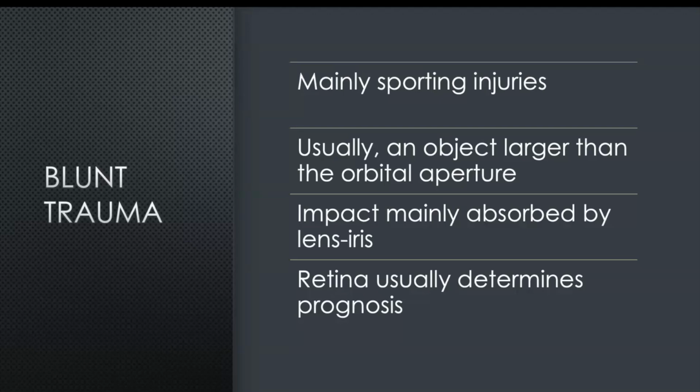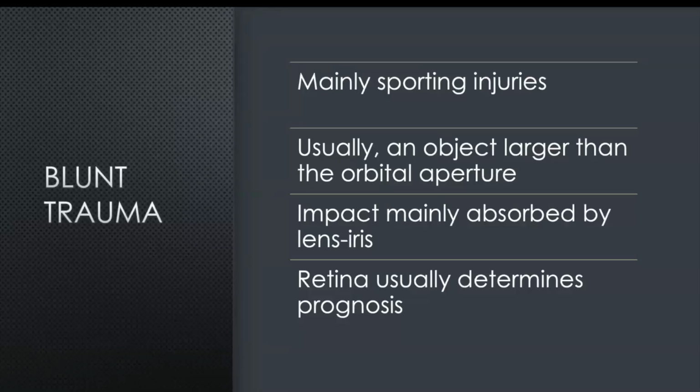That tends to be where most of the energy is absorbed. But really what determines your visual prognosis a lot of the time is actually the status of the retina. So if you have a lens subluxation, for example, or a lens dislocation, you can take that lens out, replace it with an IOL, and from a visual point of view, they may end up with a very good outcome.